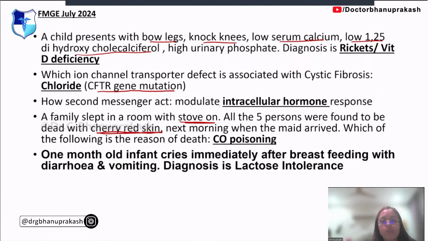A 1-month-old infant cries immediately after breastfeeding. So the 1-month-old infant is obviously taking only mother's milk. So there's a problem with the milk. Diarrhea and vomiting, digestive issues, so there's lactose intolerance.